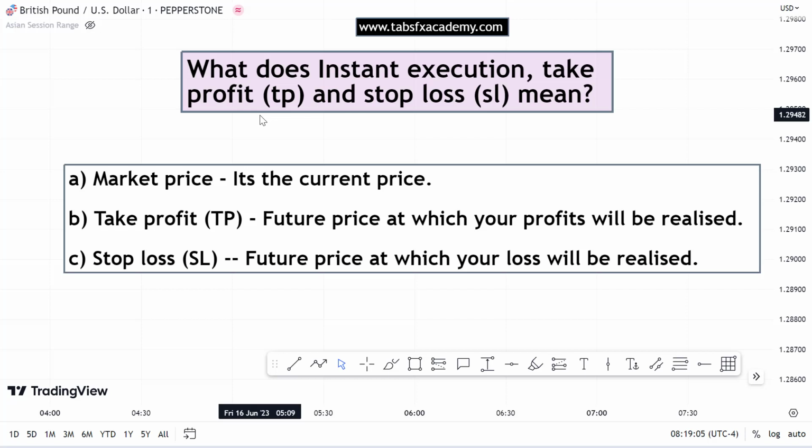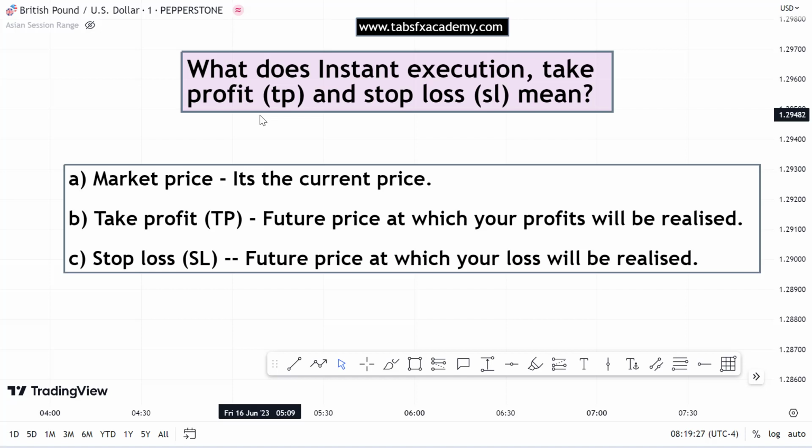Instant execution. Basically, the word instant means something that is happening at the moment, right now. So when you say instant execution, it means that you're buying or selling instantly, at the current market price.